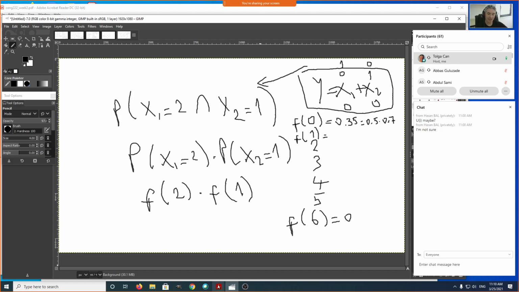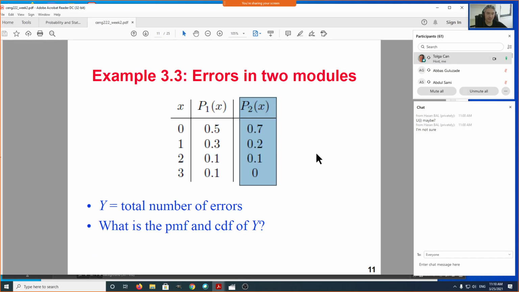So in order to compute f1, all I need to do is multiply 0.3 with 0.7, which indicates the case where module 1 has 1 error and module 2 has 0 errors. But there's the other case, where y obtains the value of 1, where the second module has 1 error and the first module has 0 errors. So it's 0.21 plus 0.10, it's going to be 0.31.